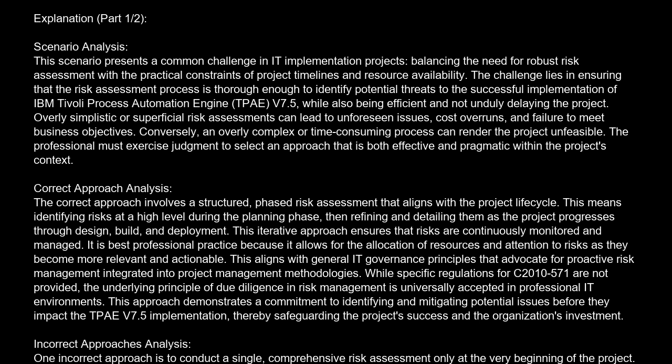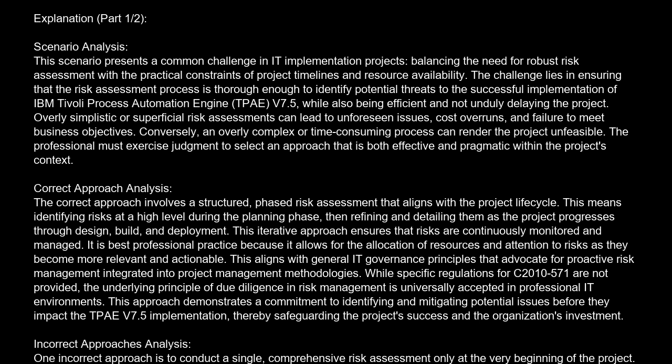Overly simplistic or superficial risk assessments can lead to unforeseen issues, cost overruns, and failure to meet business objectives. Conversely, an overly complex or time-consuming process can render the project unfeasible. The professional must exercise judgment to select an approach that is both effective and pragmatic within the project's context. Correct approach analysis. The correct approach involves a structured, phased risk assessment that aligns with the project lifecycle. This means identifying risks at a high level during the planning phase, then refining and detailing them as the project progresses through design, build, and deployment.